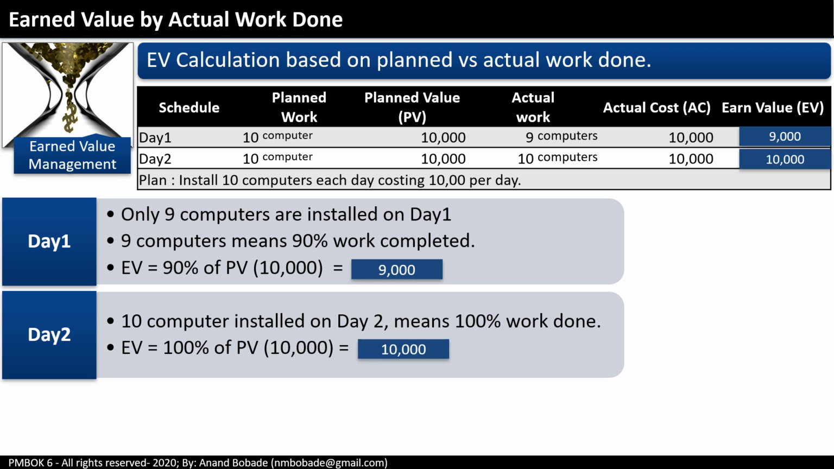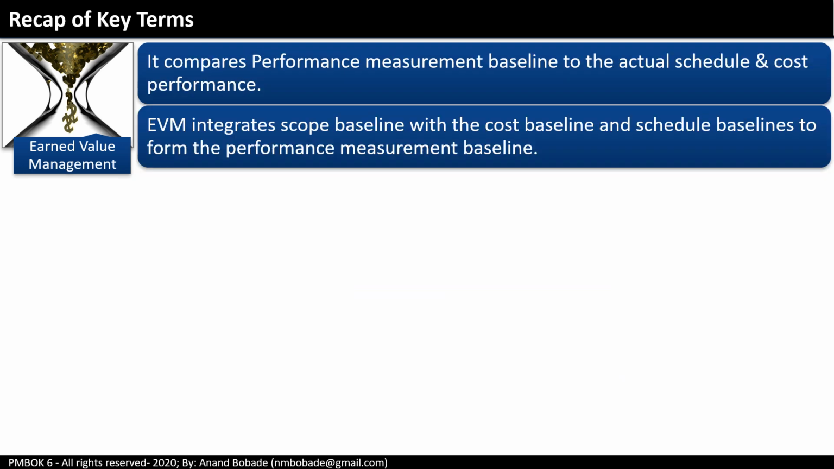So in this example, you've learned how to calculate PV, how AC is recorded, and how EV is derived from actual work done. Pause and think, if you had planned to install 10 servers, but only 7 are completed, what's your EV? Yes, 70% of PV. Let's pause and recap what we've learned so far.